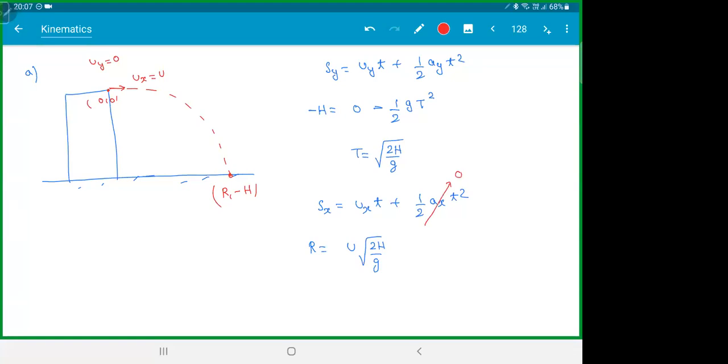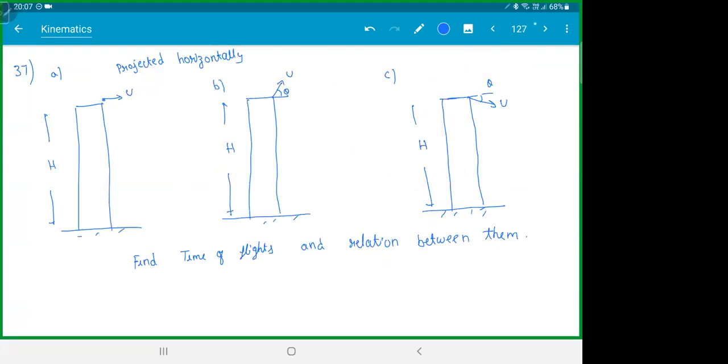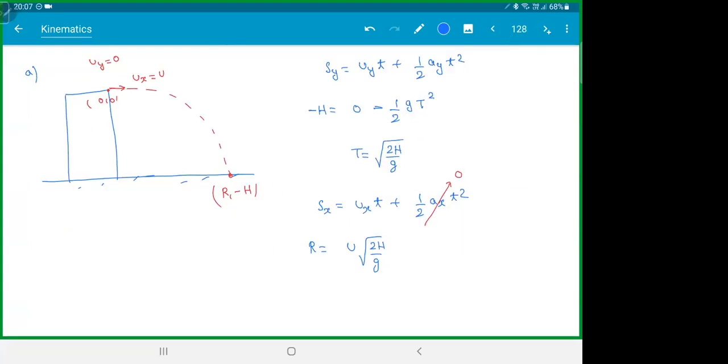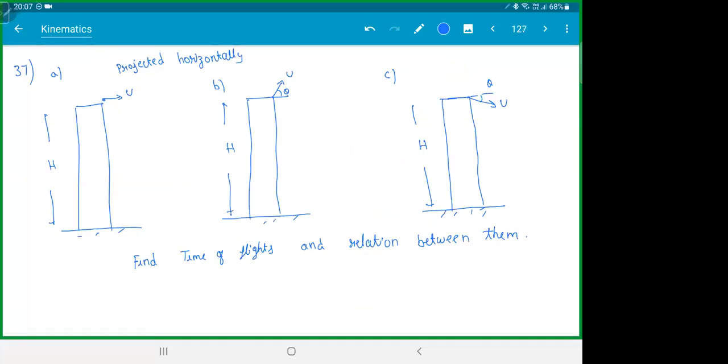Getting how I did this? Because time of flight depends on vertical, right? sy is uy t plus half ay t square. Again, understand we are just playing with the three equations, but this time y direction and x direction separately. How to do the second part if you're throwing at an angle theta? You get a quadratic. Check this out, first part.